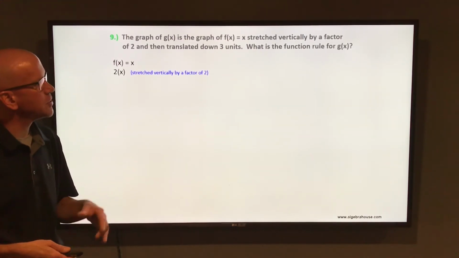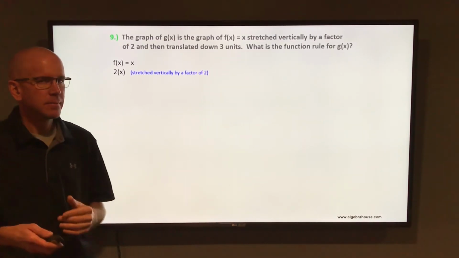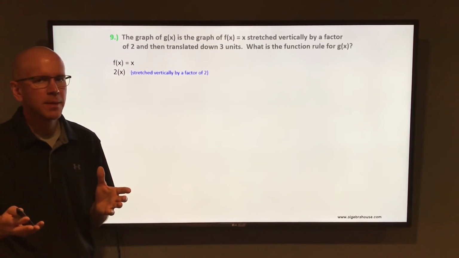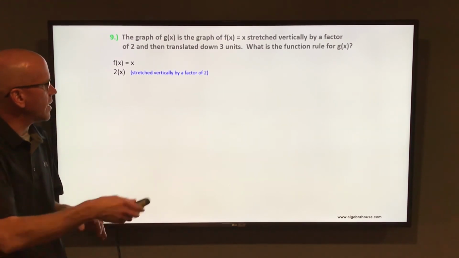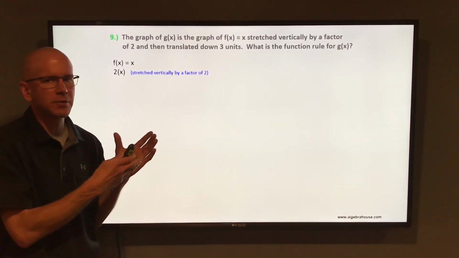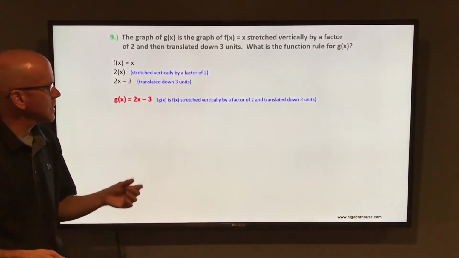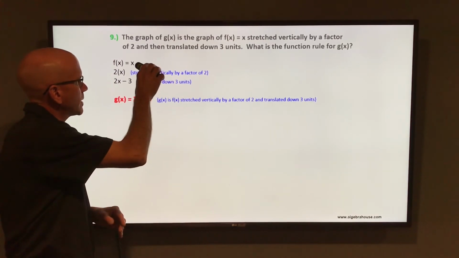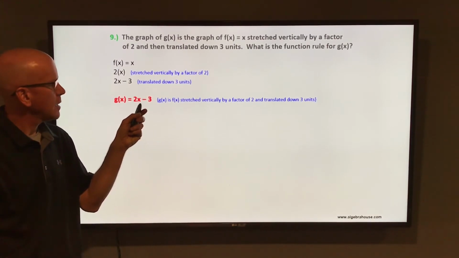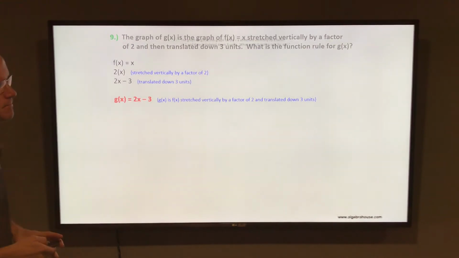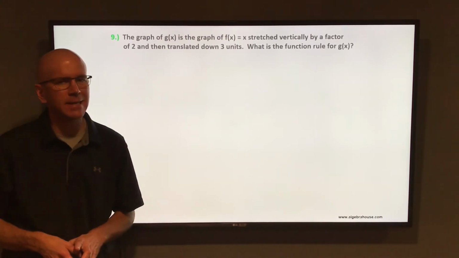Now we also need to shift that or translate that down 3 units. So take that 2x, remember that's the y value right now. If we shift that down 3 units, we're going to subtract 3 from the value of y. So if that is the value of y right now, after that stretch, shift that down 3 units, it becomes 2x minus 3. So there it is, g of x equals 2x minus 3. Went from f of x equals x to g of x equals 2x minus 3. We stretched by a factor of 2, and we shifted it down 3 units. The graph of g of x is the graph of f of x equals x, stretched vertically by a factor of 2 and then translated down 3 units.